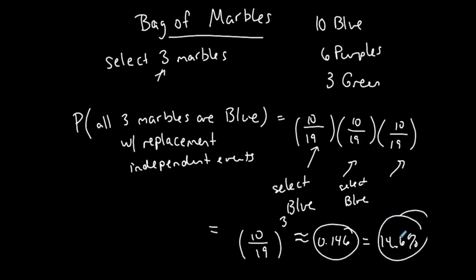Now, we say that that's pretty likely. Anything above 5% we consider likely. And I would say that that makes sense because the majority of the marbles in this bag are blue. So it's probably more likely that I'll get more blue marbles than other colors. Okay, but in this case, 14.6% chance that I'm going to pick a blue, a blue, a blue if they're independent events and if I'm replacing each.